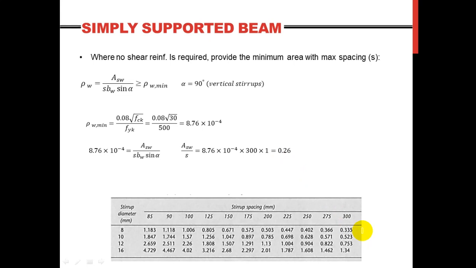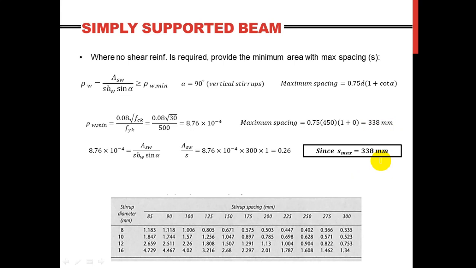Now there's one important parameter to be checked, that is the maximum spacing of the stirrups, which is said to be 0.5d times (1 plus cot alpha). Now the cot alpha is going to be 0 since the stirrups I'm using are vertical stirrups, and the maximum spacing turns out to be 338 millimeter.